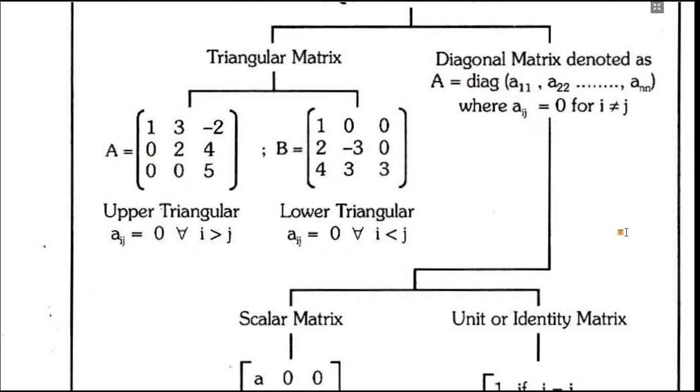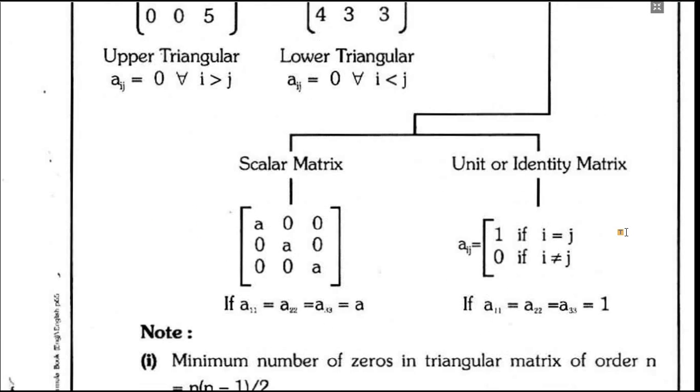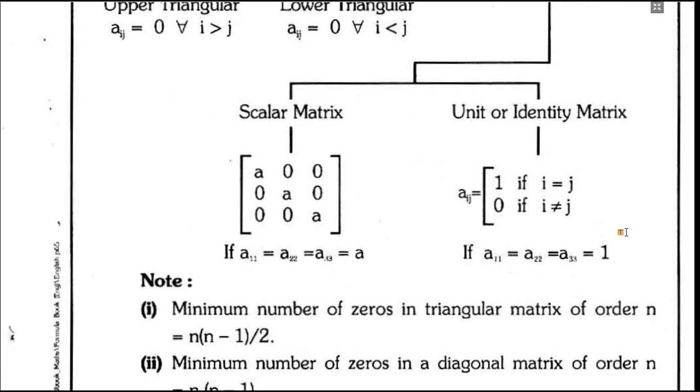Diagonal matrix is denoted as A equal to diag(A11, A22, Ann), where Aij equals 0 for all i not equal to j. In this case only, we have the scalar matrix and the unit or identity matrix. Scalar matrix: whose diagonal elements have a scalar quantity, A11 equals A22 equals A33 equals a. Unit or identity matrix: Aij equals 1 if i equals j, equals 0 if i not equal to j. So this is the function, it has been defined like that.